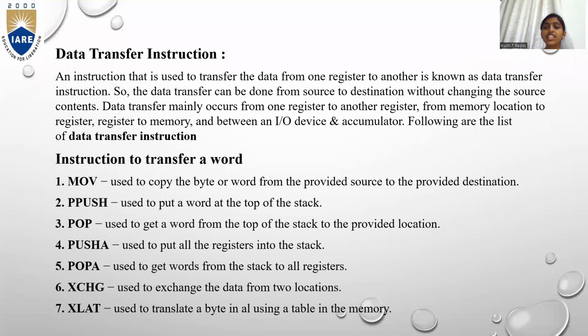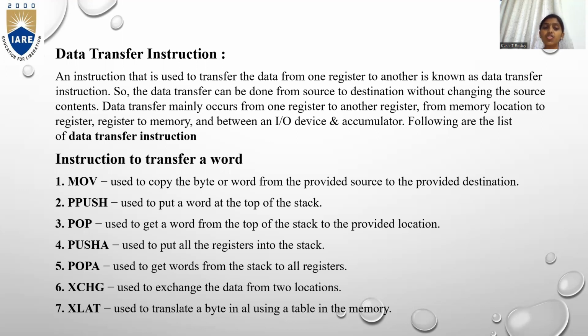So let us know about these different types of instruction sets. The first one is the data transfer instruction set. An instruction that is used to transfer the data from one register to another is known as a data transfer instruction. The data transfer can be done from the source to destination without changing the source contents. Data transfer mainly occurs from one register to another register, or from one memory location to a register, or from a register to memory, and between input-output devices and accumulators.